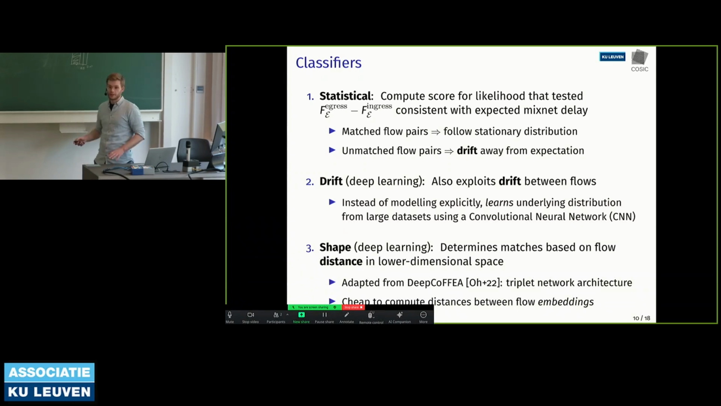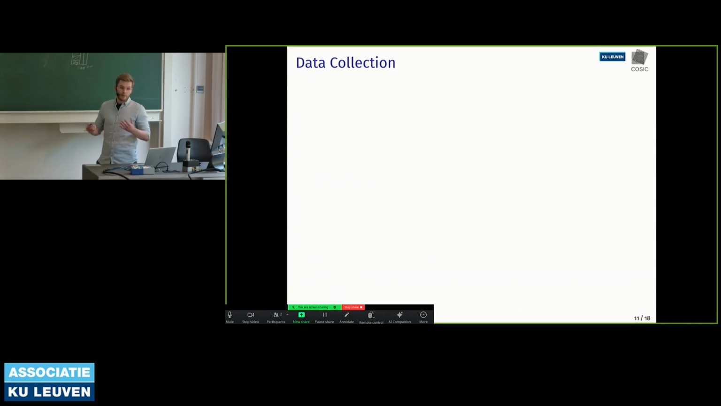Okay, so these are our three classifiers. The first two exploit drift, the last one does not. And the last two are based on deep learning methods. The first one is a statistical one. Okay. I mentioned before we collect data to evaluate our classifiers.